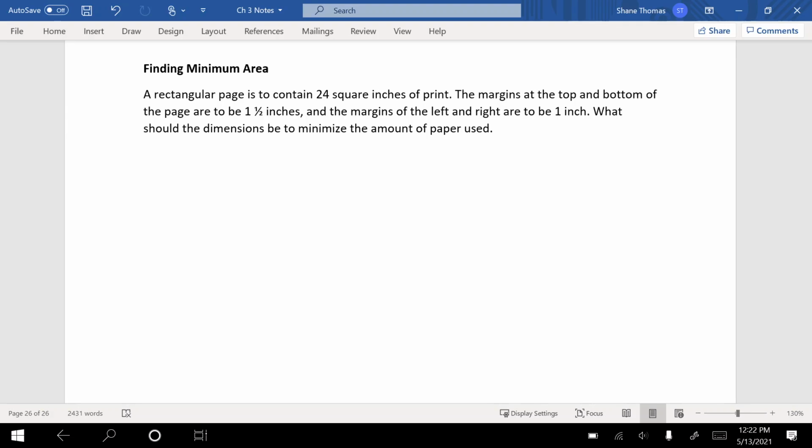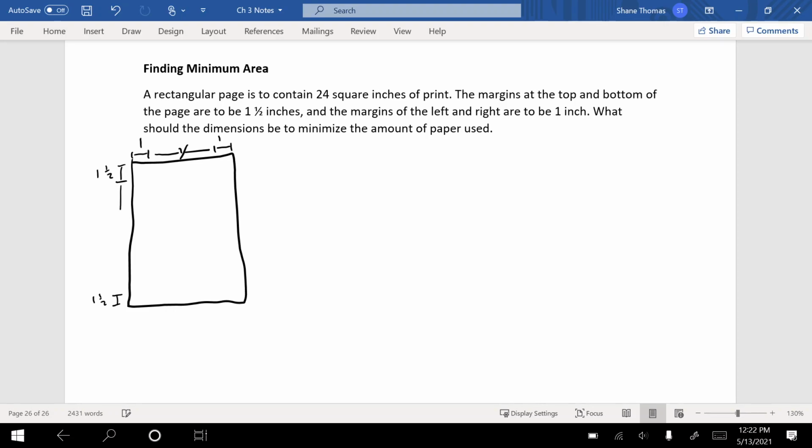Okay, let's draw a picture. There's our piece of paper. Okay, now we have 1 inch margins and a 1 inch margin. And then we don't know this distance here, do we? Let's call that one y. We'll call the other one x. Okay, so there's that one. Over here, I have 1.5 inch margin, 1.5 inch margin. In between, we'll call that guy x.